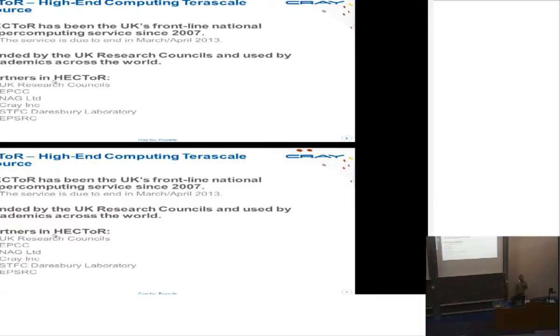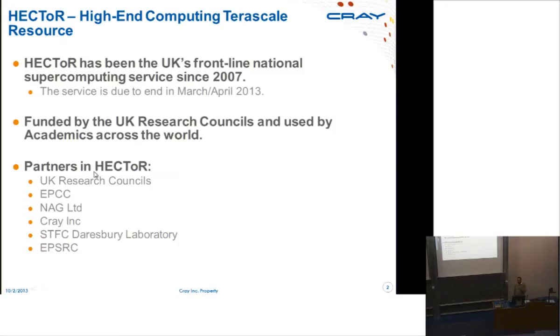So a little bit of background. Again, probably a lot of people in this room are very familiar with this as we're here in Edinburgh, but possibly across the web, maybe they're not. Hector is the UK's frontline service and has been since 2007. It is scheduled to end in the early part of 2014, rather than 2013, and it's funded by the UK Research Councils and various partners, of which my employer Cray is the hardware supplier.